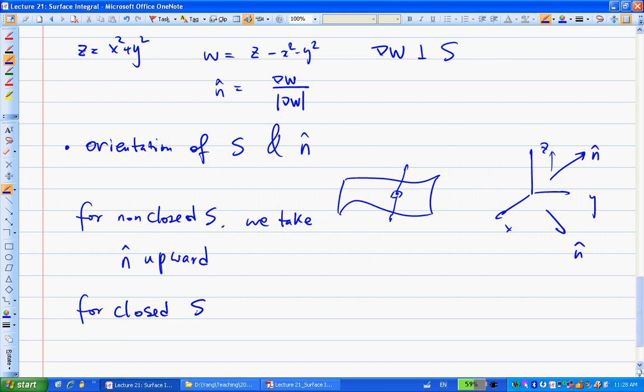And for a closed surface S, what we do is use the so-called outward n hat as the positive one. So when n hat is pointing outward for a closed surface, that's what we choose as the positive direction.